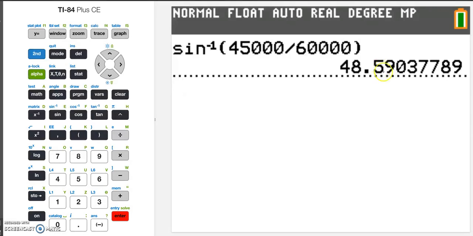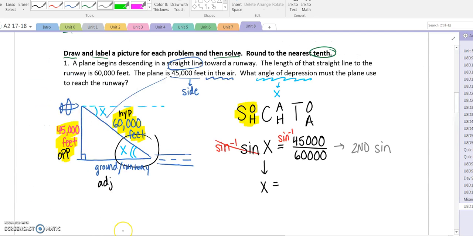And there we have it. It said round to the tenth, so this 9 is going to make my 5 bump up, so 48.6 degrees. There we go, 48.6. And a degree sign, because it's an angle, so we need to have the degrees.